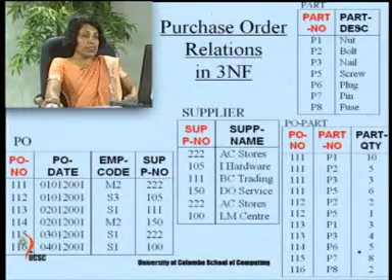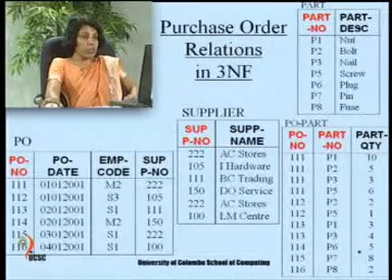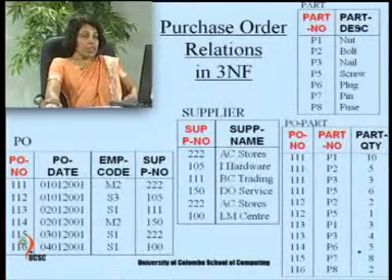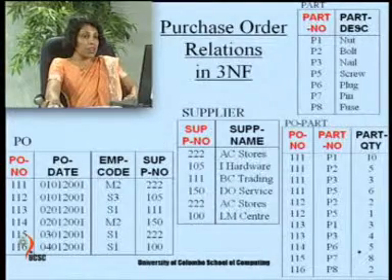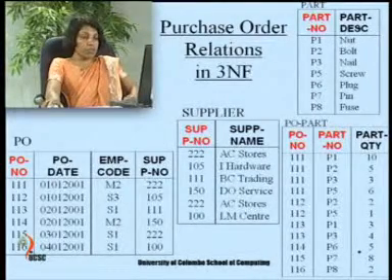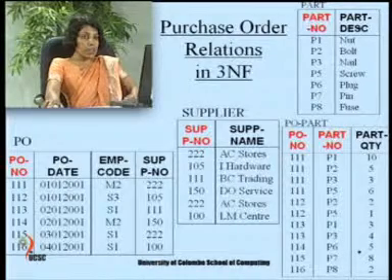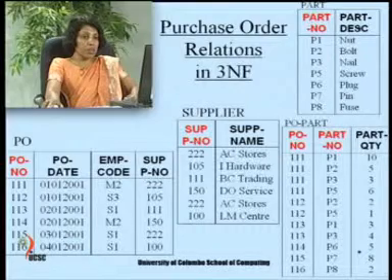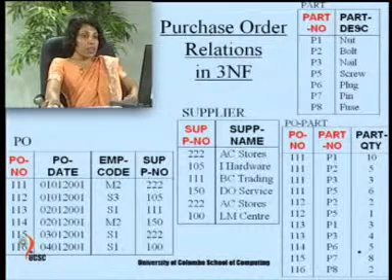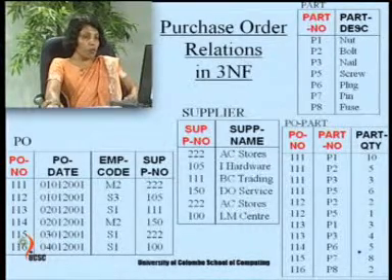So, if we consider the original purchase order relation, when it is in its third normal form, we can see that we have got four relations. We have decomposed the original unnormalized relation into four relations when it comes to third normal form.